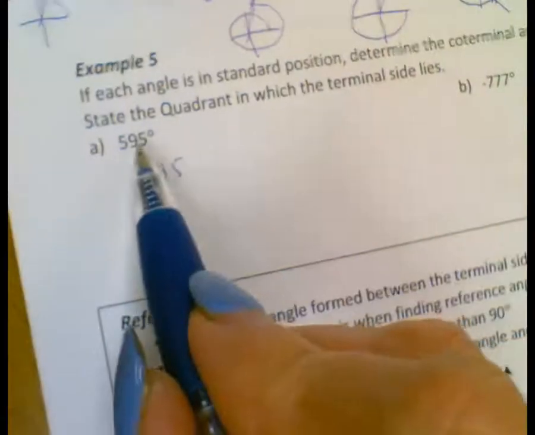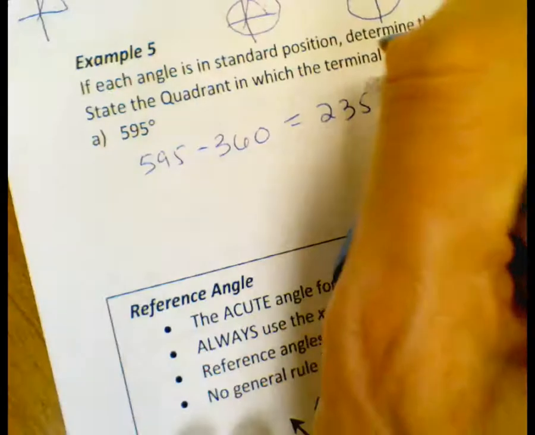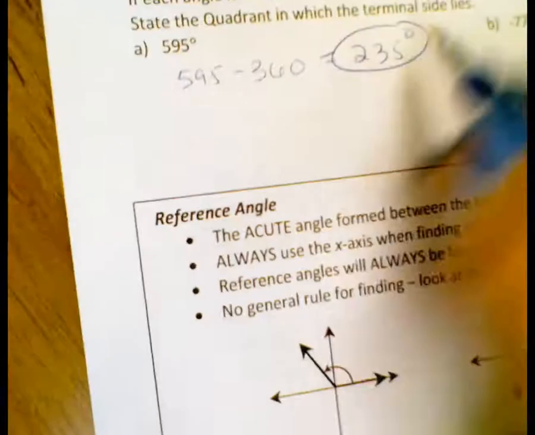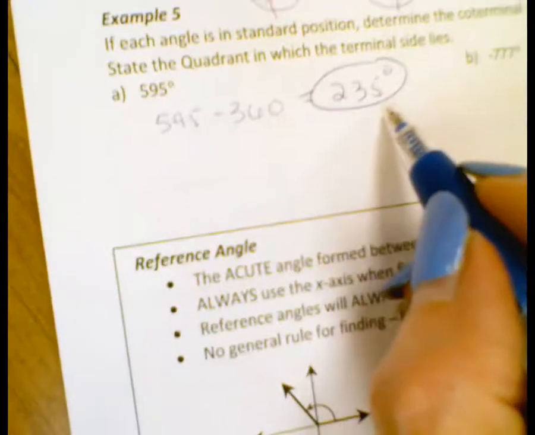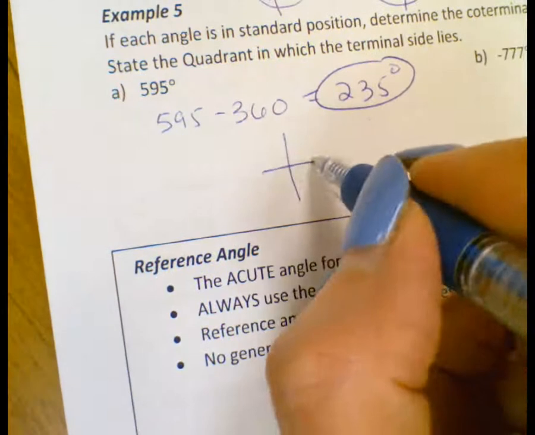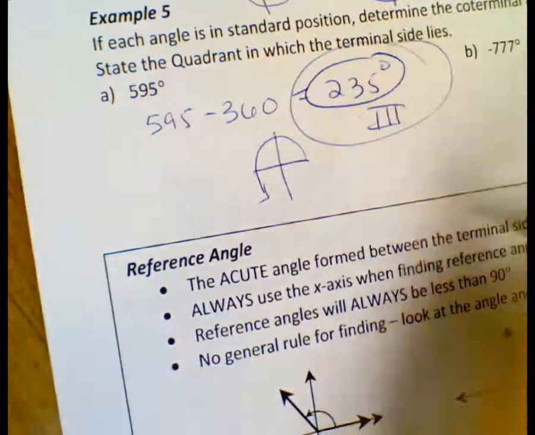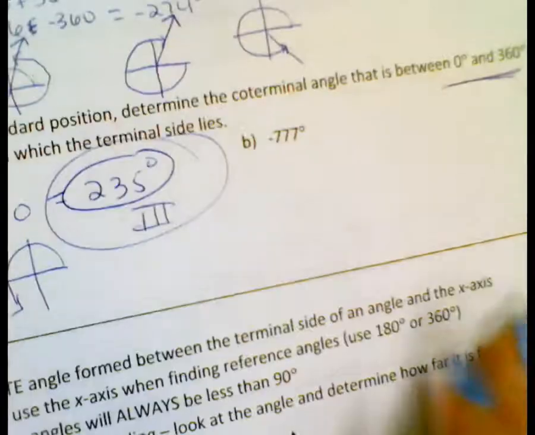Since it's bigger than 360, I'm going to subtract 360. So you do 595 minus 360, 235. And that is the angle that you want to be between 0 and 360. It says right here, it has to be between 0 and 360. 235 is between 0 and 360. Now, what quadrant is that in? 235, that's 180. You're in the third quadrant. So both those are your answer.